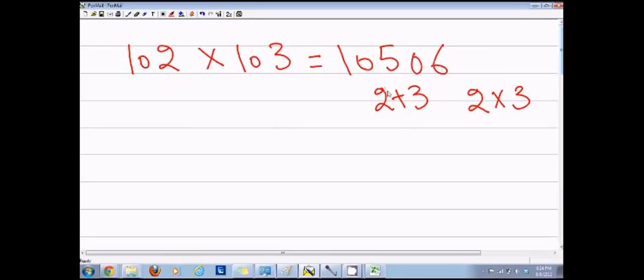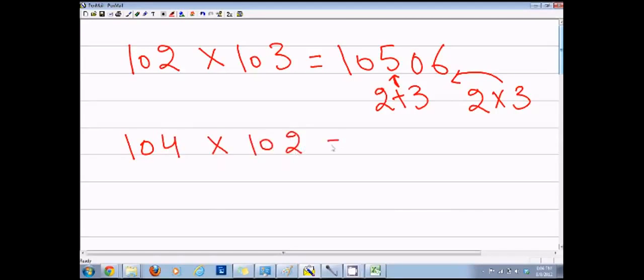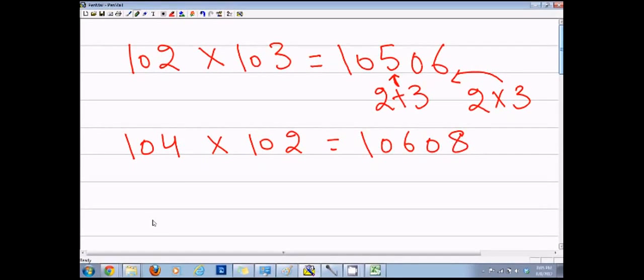10506. So you can see this is the number by adding them, and this is the number by multiplying them. So for example, if we take 104 and 102, then the answer will be 1, 4 plus 2 is 6, and 4 into 2 is 8, so the answer is 10608.